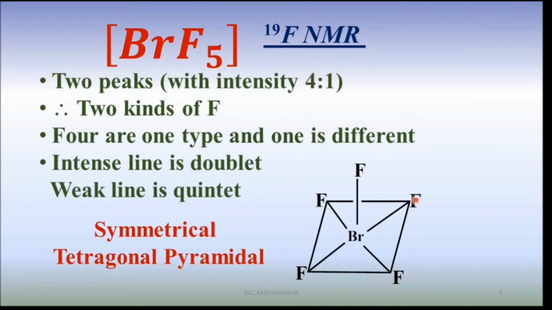The intense line is because the 4 equatorial fluorine atoms couple with this fluorine to give a doublet, because the 4 fluorine atoms are equivalent. The weak line is because only 1 fluorine atom couples with the 4, giving a quintet of 5 lines. Therefore, the structure is a symmetrical tetragonal pyramid from NMR studies.